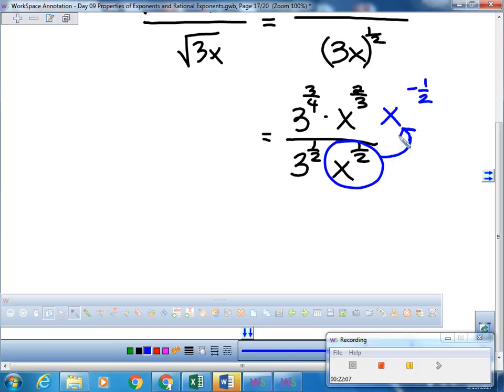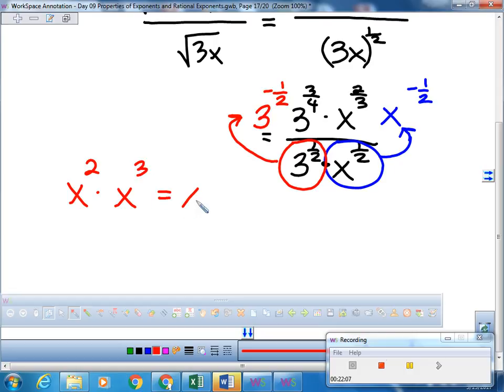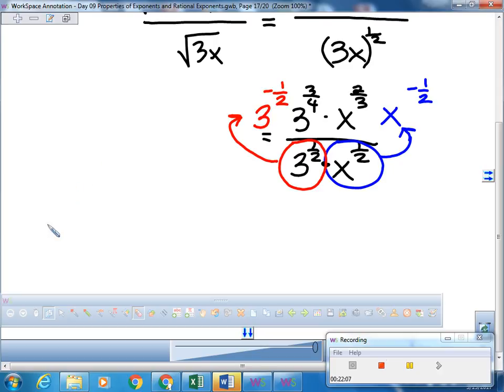There you go. Does that make you feel better? Are you good? Yeah? Which one's bigger, 3 fourths or 1 half? So you want to move the smaller one, right? So I'm going to move this one up here. But when I move it up here, it's going to become 3 to the negative 1 half. Now, what do I have to do now? When I have x to the 2 times x to the 3, what do you do? You add them. Can I add these? Why? I need a common denominator. What a pain in the butt this problem is, right?